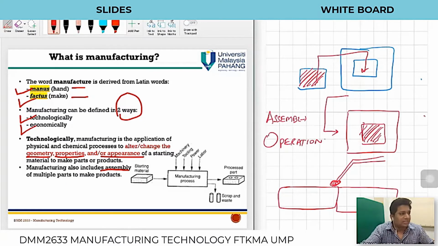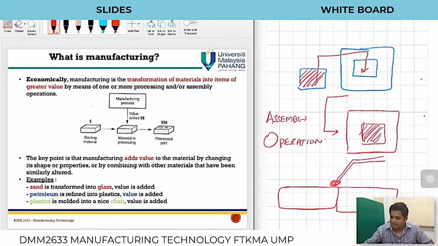So we move to the next slide. Economical definition. Let's say I have got this phone. If I'm going to separate these components of the phone, let's say this is the main phone LCD. If I remove the LCD, then this phone is useless, right? So basically, the economic definition says that if I'm going to join parts which have low value together, LCD together, touch screen together, to make a product which has a high value, then this is called economical manufacturing.